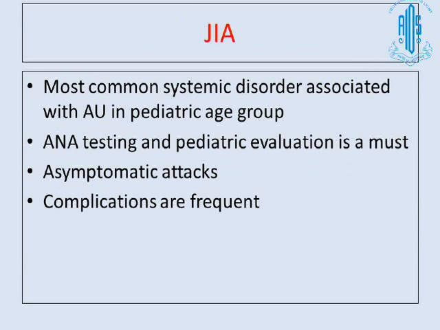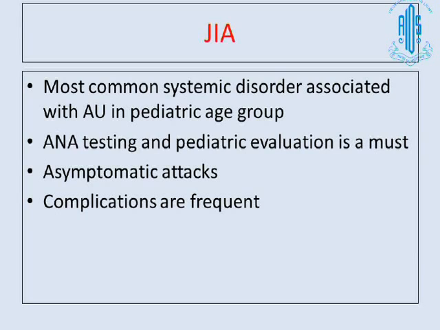Next is JIA, in a child, a female rather. These are very common actually. This is one of the commonest systemic disorders associated with anterior uveitis, and pediatric evaluation and ANA testing are very important. This is an asymptomatic kind of uveitis.